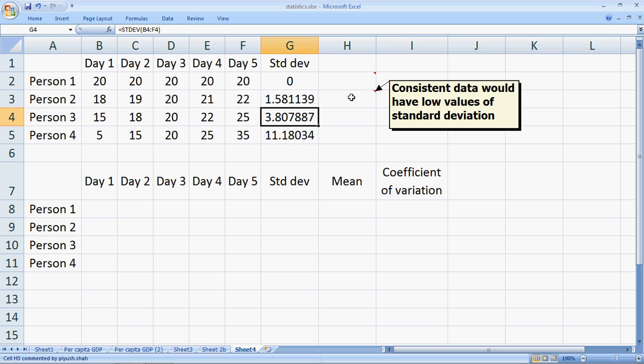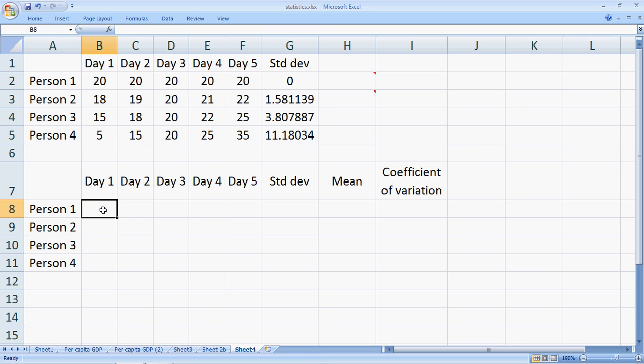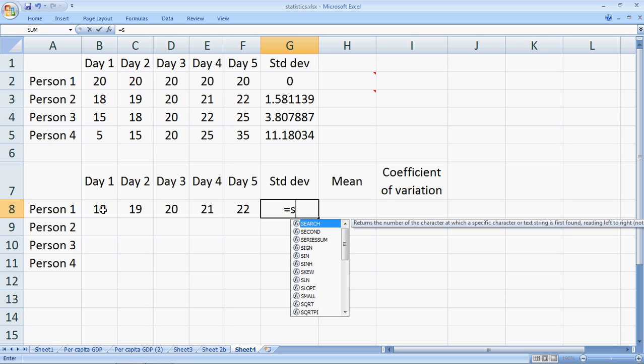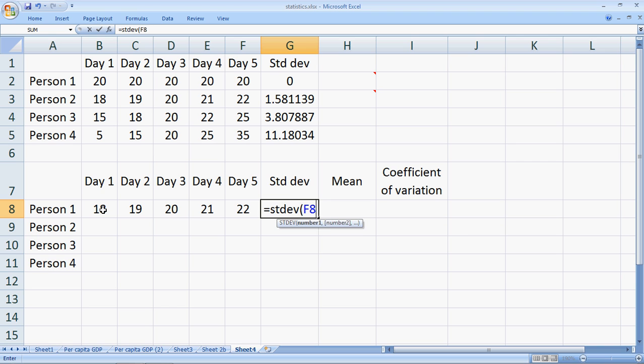Alright, now let's look at 5 different sets of people. Person 1 here makes 18 chairs on day 1, let's say 19 chairs on day 2, 20 and 21 and 22 chairs on day 5. The standard deviation, as calculated above, would obviously be 1.58. Now let's create 3 new people.